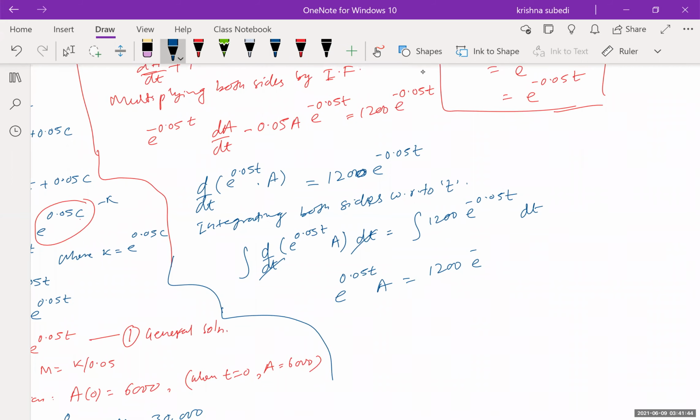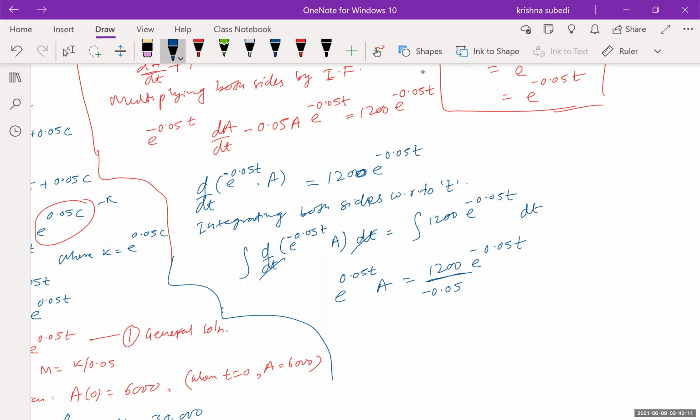Okay, I believe this one is negative, right? So this is negative. Okay, this one is negative. All right, so you're gonna get 0.05 t over negative 0.05. Okay, that's what we get.